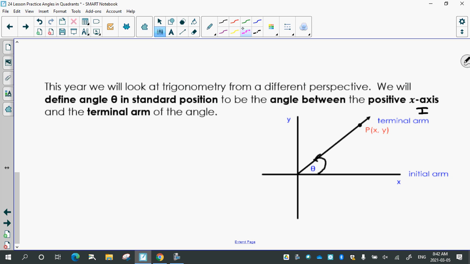Okay, so let's work with this diagram. What we normally do then is we take our ruler and draw a triangle. So draw a straight line down to the x-axis to form a right triangle.